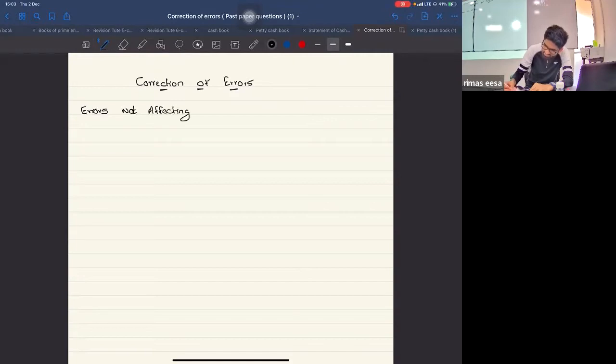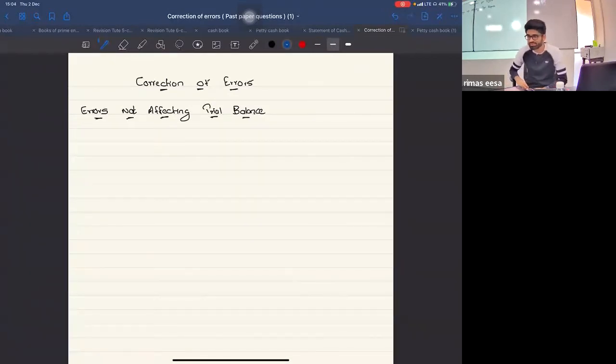Subheading, errors not affecting trial balance. Correction of errors is the main heading. Subheading will be errors not affecting trial balance. Errors not affecting trial balance will be the subheading under that. So main heading, correction of errors, subheading under that, errors not affecting trial balance.